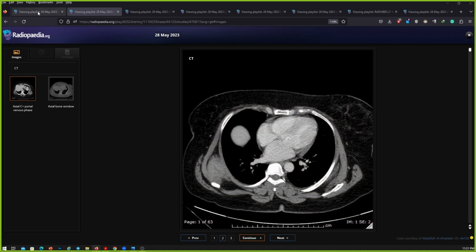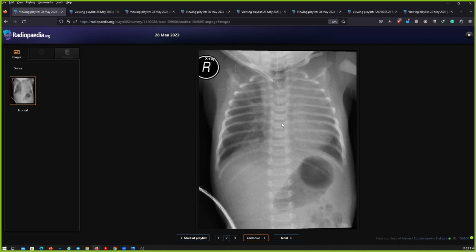Then we have this last case. Okay, this you described very well. There is esophageal atresia along with a tracheoesophageal fistula. Even if you say tracheoesophageal fistula, that would be correct. I think this is probably type C, which has atresia along with a distal fistula.